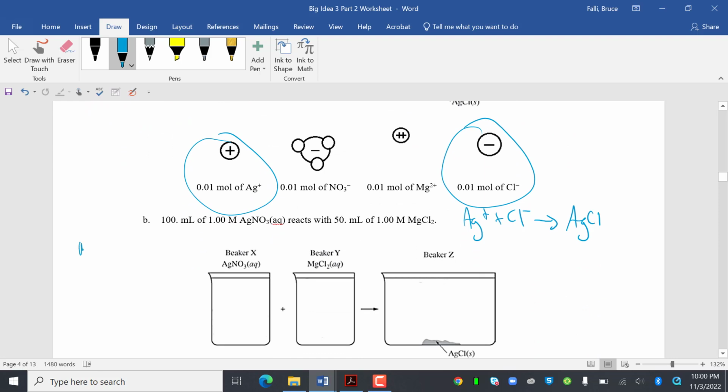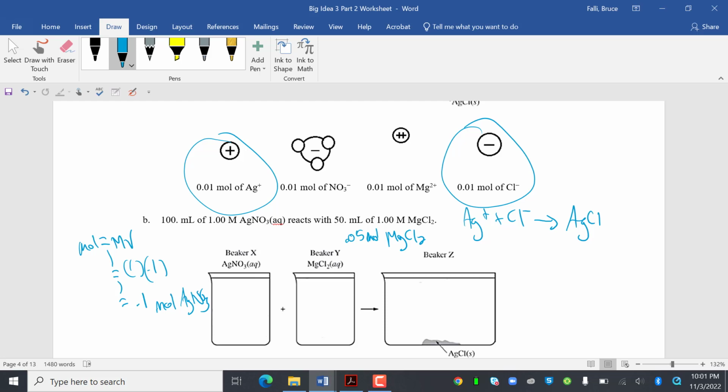So remember, moles equals MV. So that's going to be 1 times 0.1, which is going to be 0.1 moles of AgNO3. And the same thing is going to be true. Oh, no, it's not. Here I'm going to have 0.05 moles of MgCl2. So it's going to be half as much.